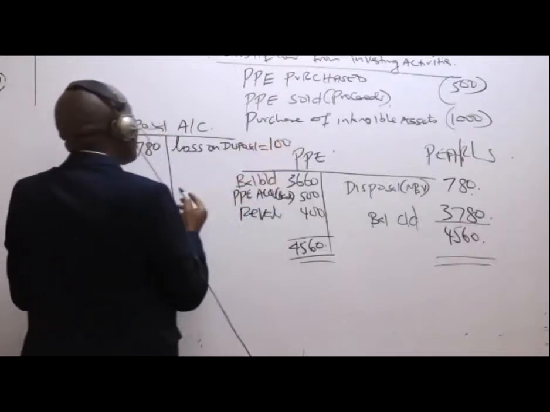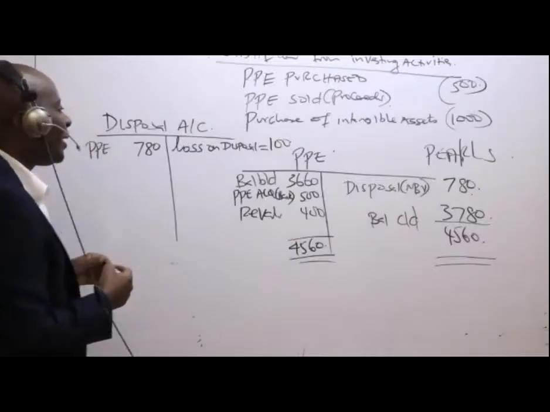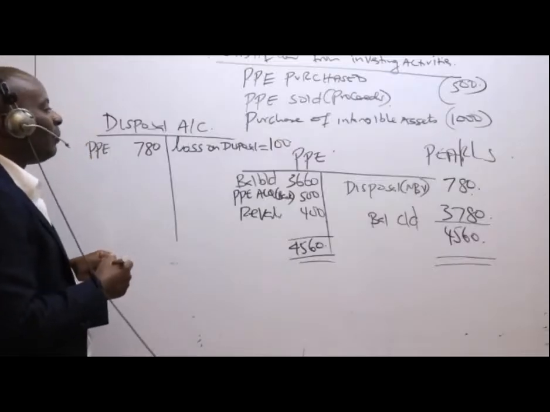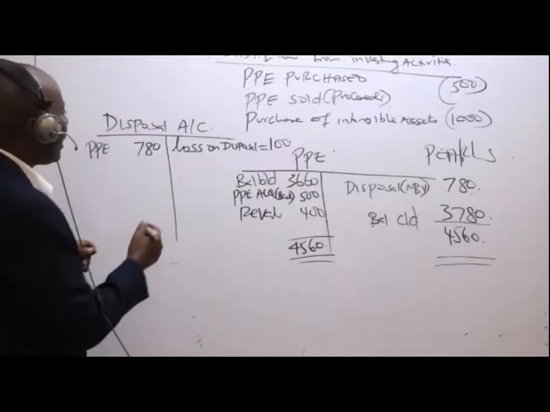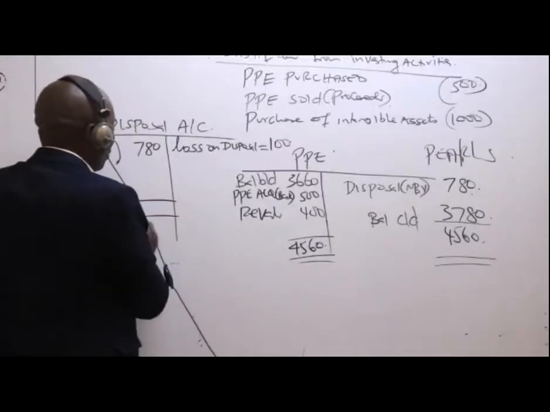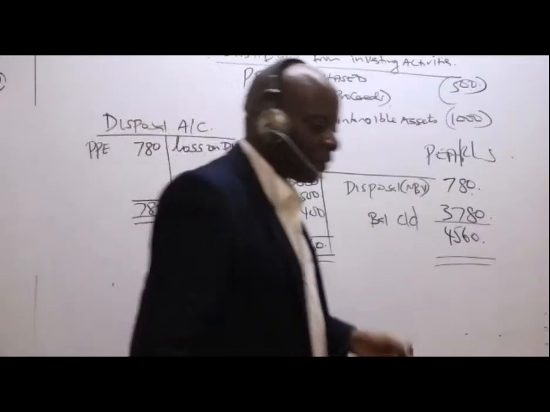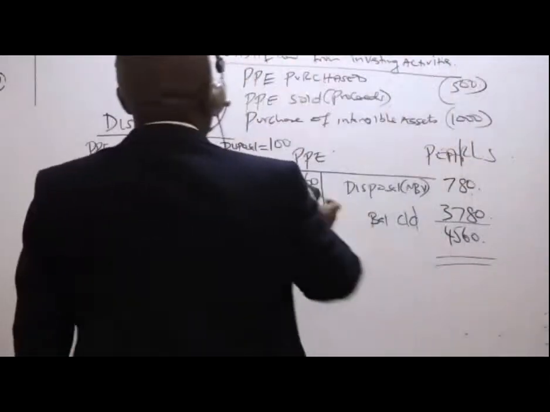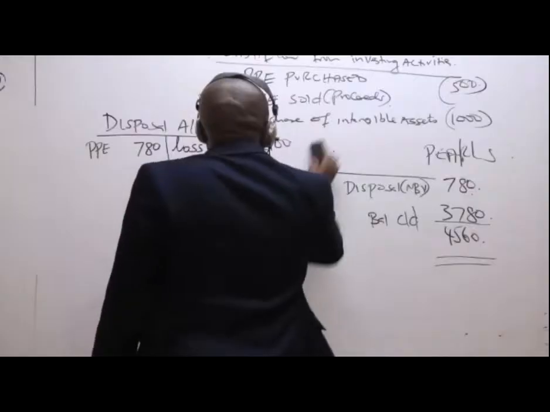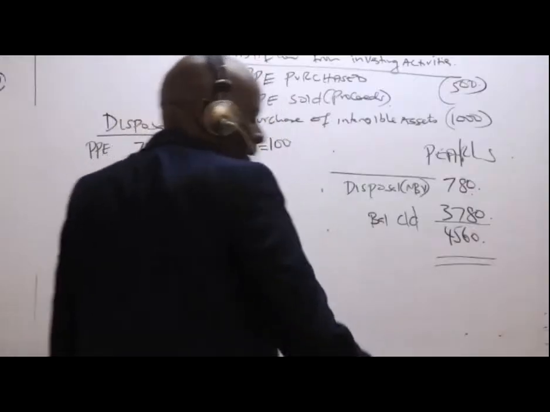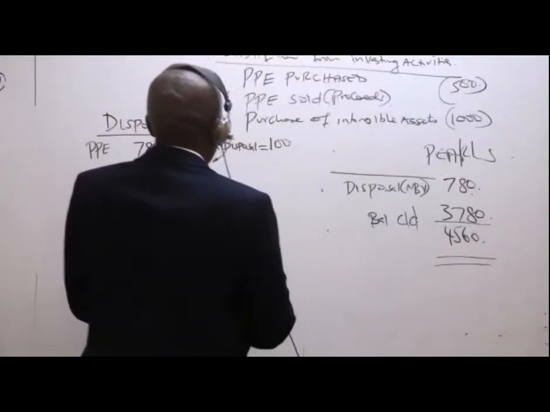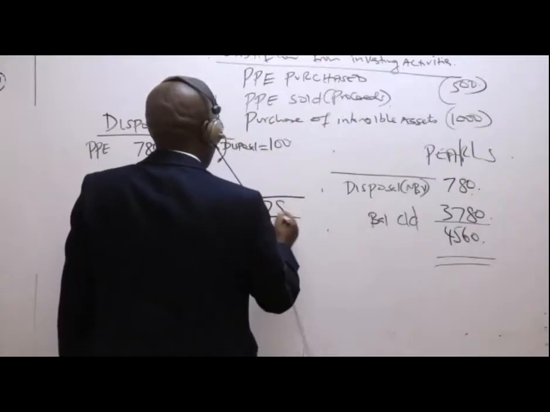So could you kindly go ahead and do the balancing. When you do the balancing, what do we have, ladies and gentlemen? We have 780 here, 780 here, and 780 there as well.